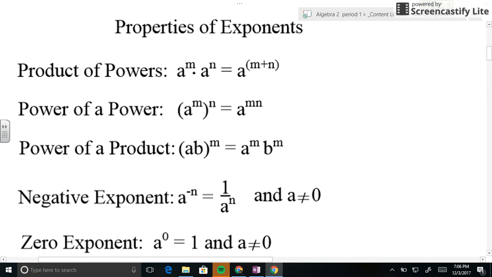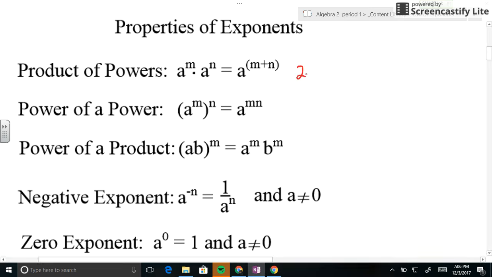Today we're going to talk about properties of exponents. When we first look at the product of powers rule, it tells us that if we have two powers, a to the m times a to the n, all we have to do is add the exponents. Let's try an example that looks like that.